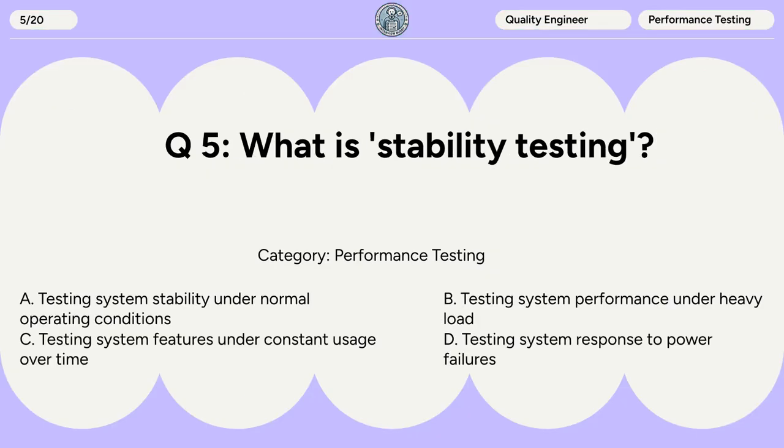Question 5. What is stability testing? A. Testing system stability under normal operating conditions. B. Testing system performance under heavy load. C. Testing system features under constant usage over time. D. Testing system response to power failures.